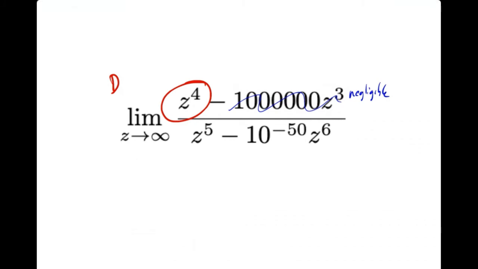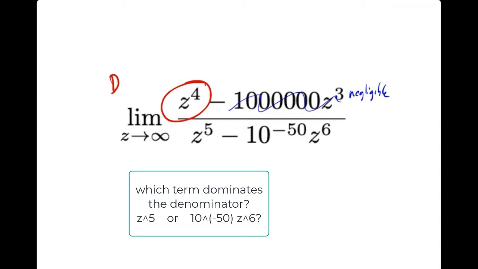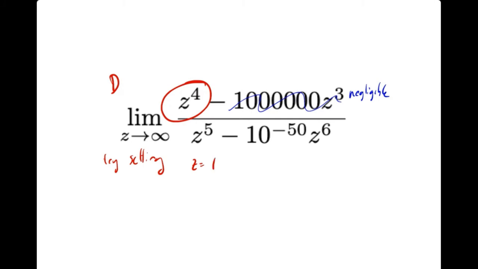Let's do the denominator. Got a very tiny coefficient right here. Look how small that number is. 10 to the minus 50? That's like Planck length small. That's so small. And I've got 5 and 6. The question is the same as it was for the numerator. Is it coefficients or powers? As you're answering this question to yourself, try setting z equals 10 to the 100 and compare z to the fifth and z to the sixth with a 10 to the minus 50 times it.